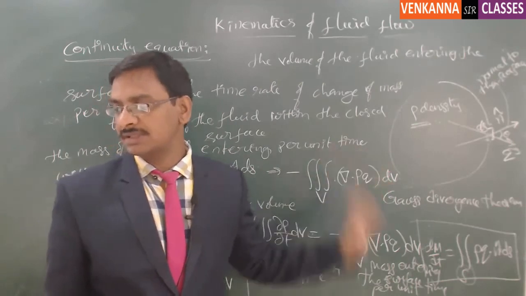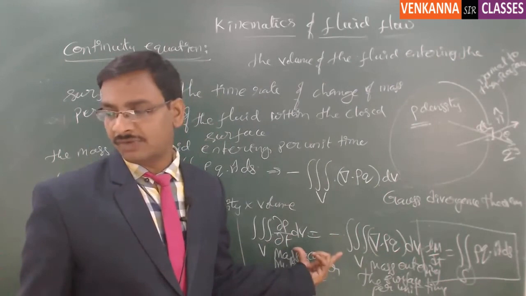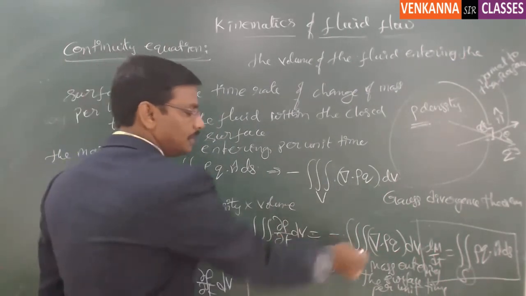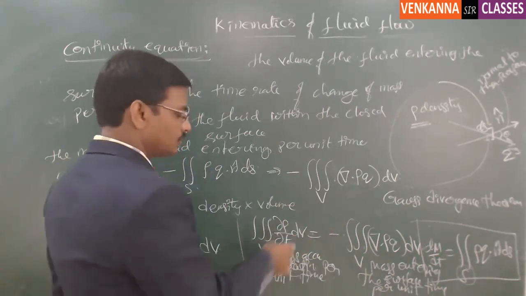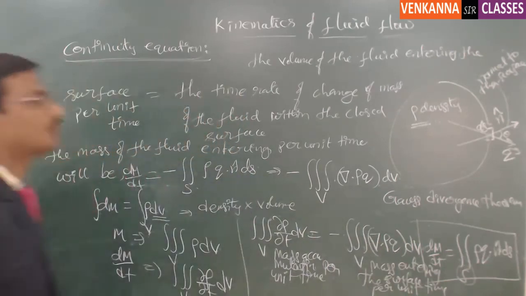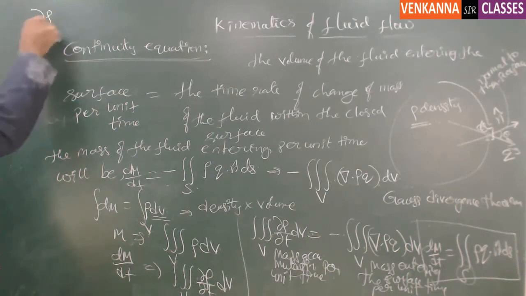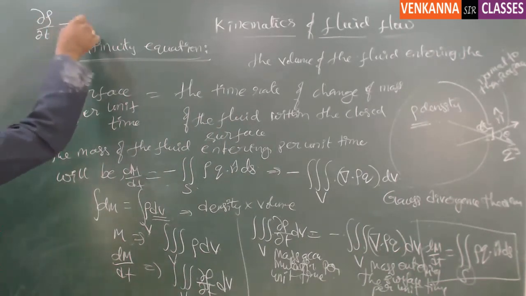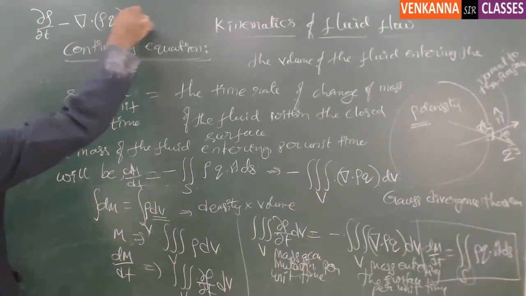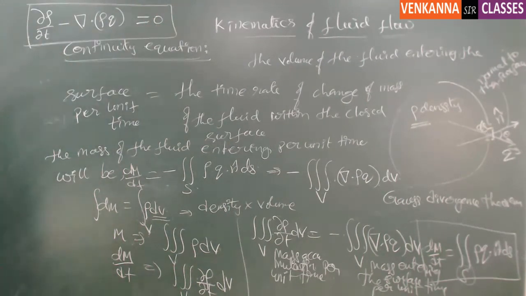So this common sense is the continuity equation. Now this is the integral form. In short, you can write this continuity equation as, because both are triple integrals and both are volume integrals, you can equate dou rho by dou t is equal to minus del dot rho q. I'll just write it here: dou rho by dou t minus del dot rho q equal to 0. This is the shortest form of that continuity equation.